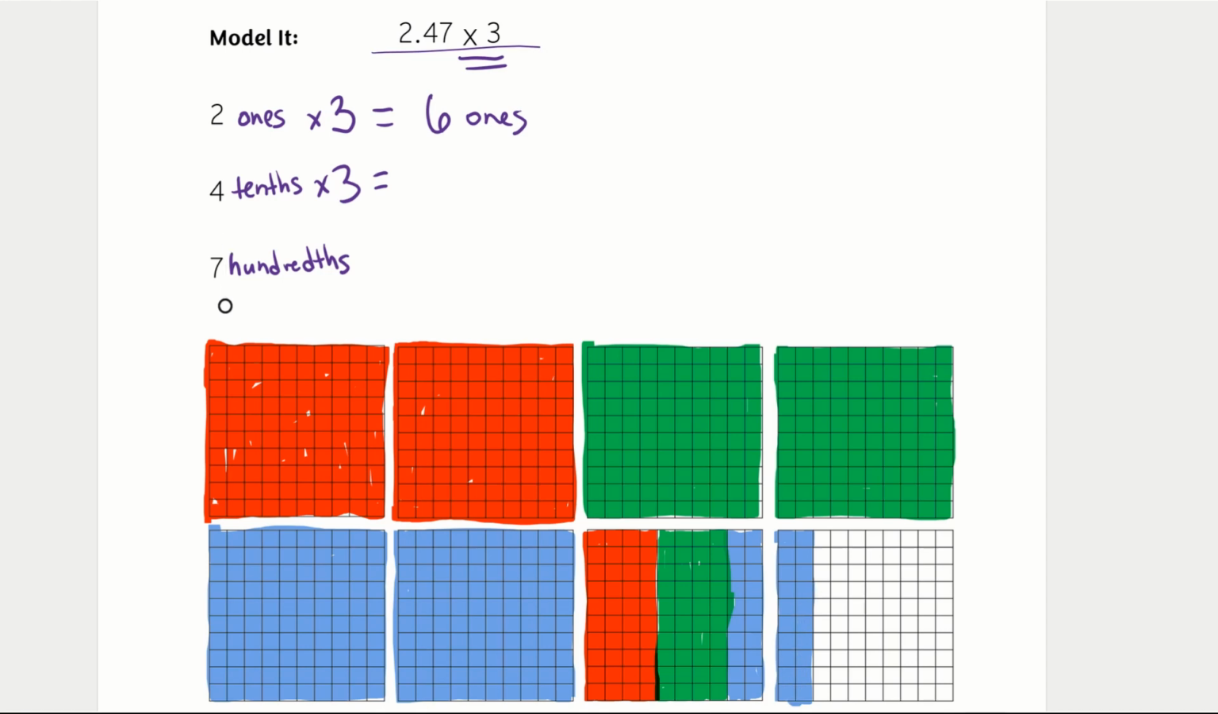There we go. So now I just did 4/10 times 3. And if I count all my tenths, 1, 2, 3, 4, 5, 6, 7, 8, 9, 10, 11, 12. Well, that makes sense. 4/10 times 3 is 12/10, which makes sense because 4 times 3 is 12. All right, so then my last piece are these 7/100ths.